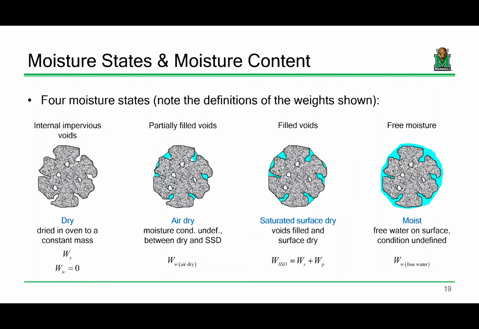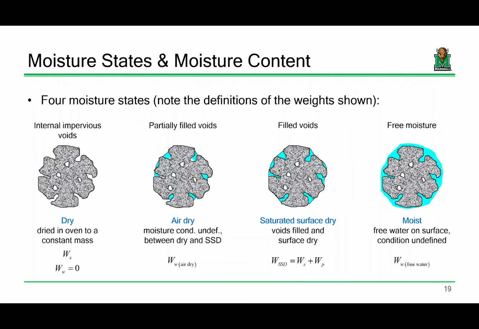Now, I'm going to skip ahead a little bit and talk about this moisture state right here. This is what's called saturated surface dry. This is probably our most fundamental baseline moisture state for an aggregate. What I want you to think about is an aggregate like it's a sponge. In this moisture state, saturated surface dry, all of the pores of that sponge are full of water, but the surface of that sponge is dry.